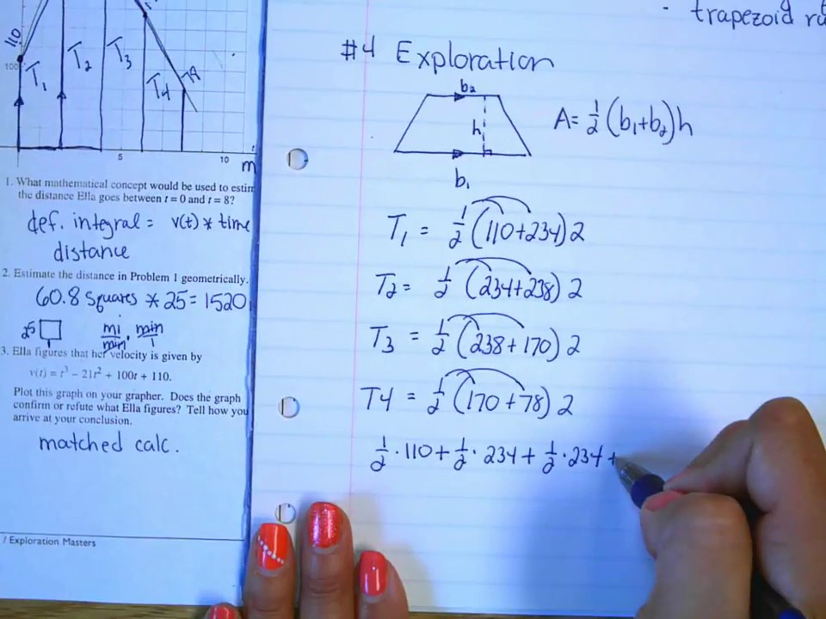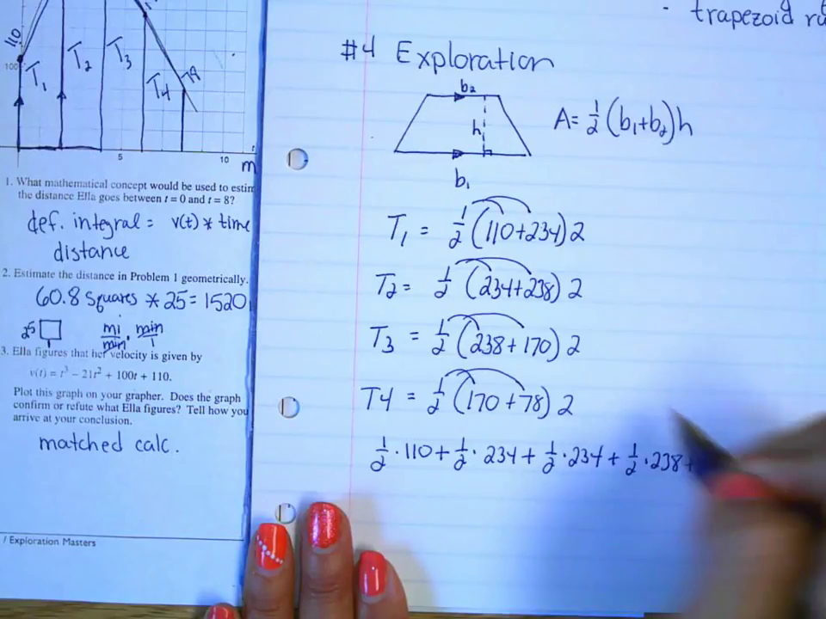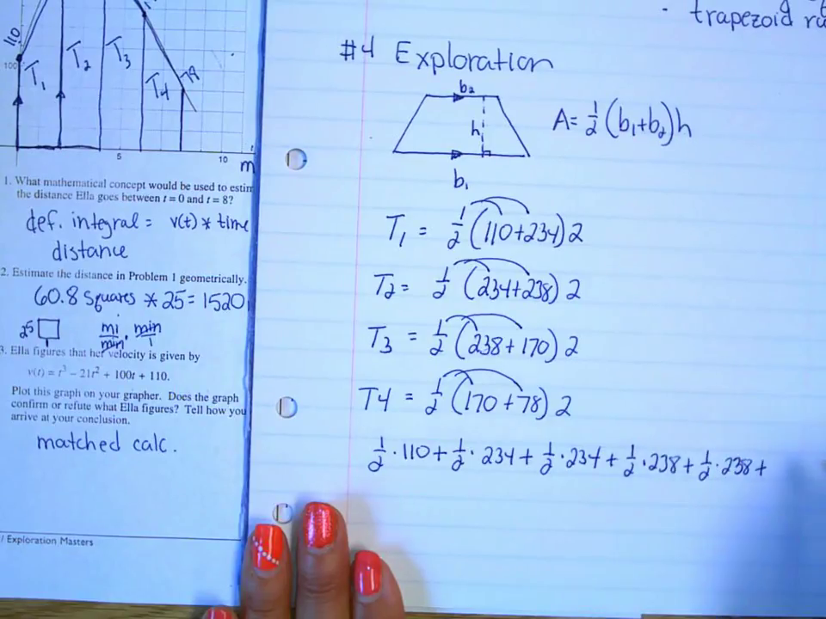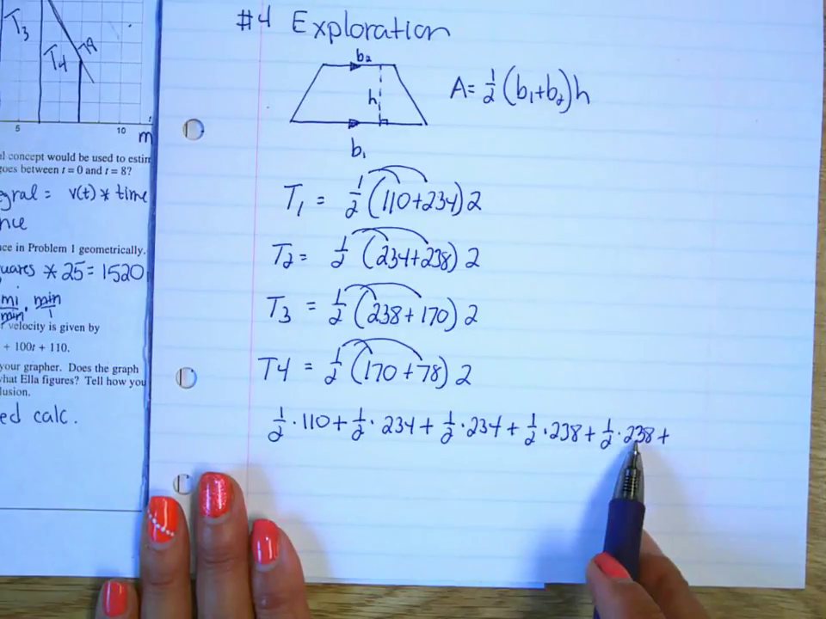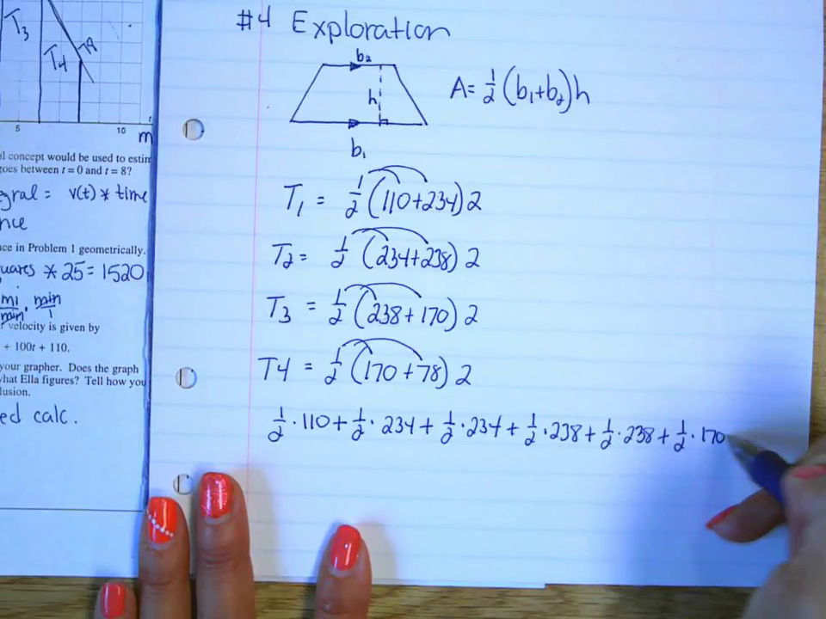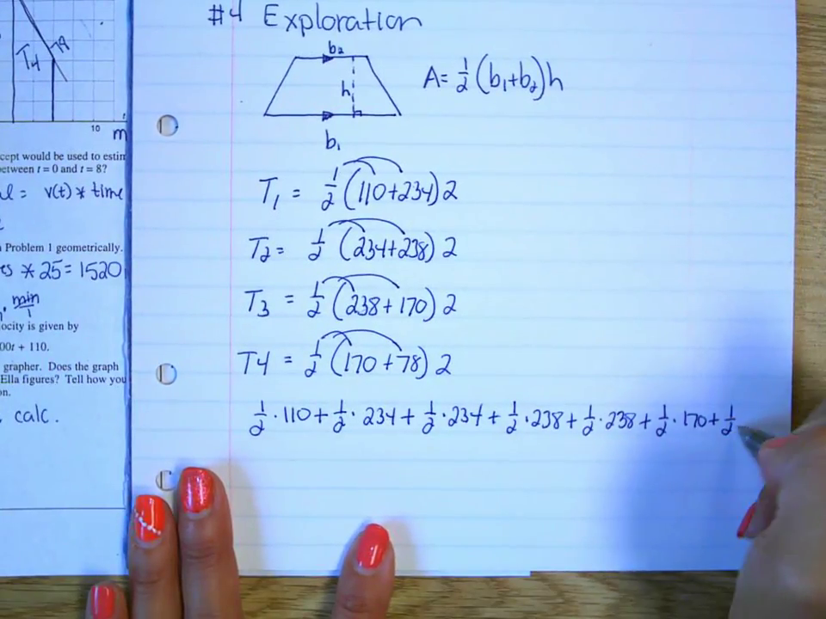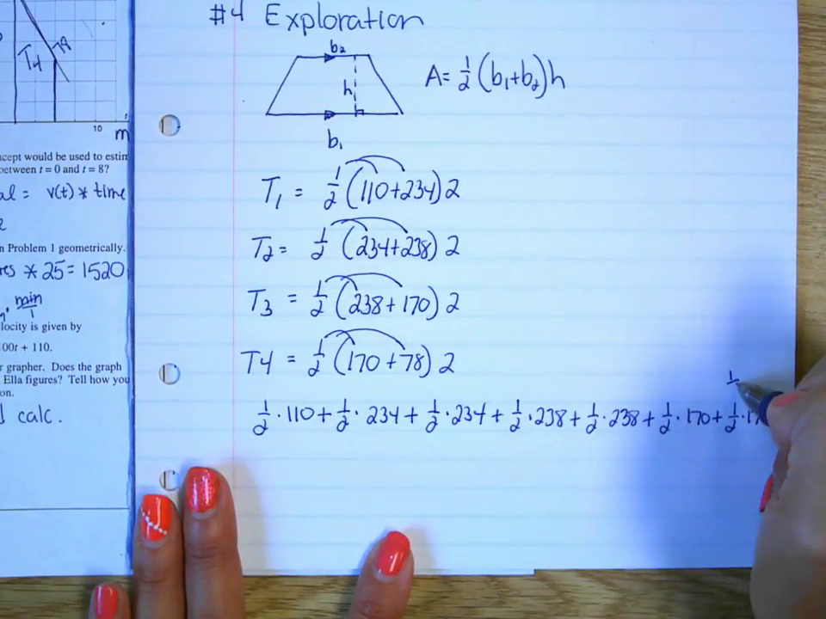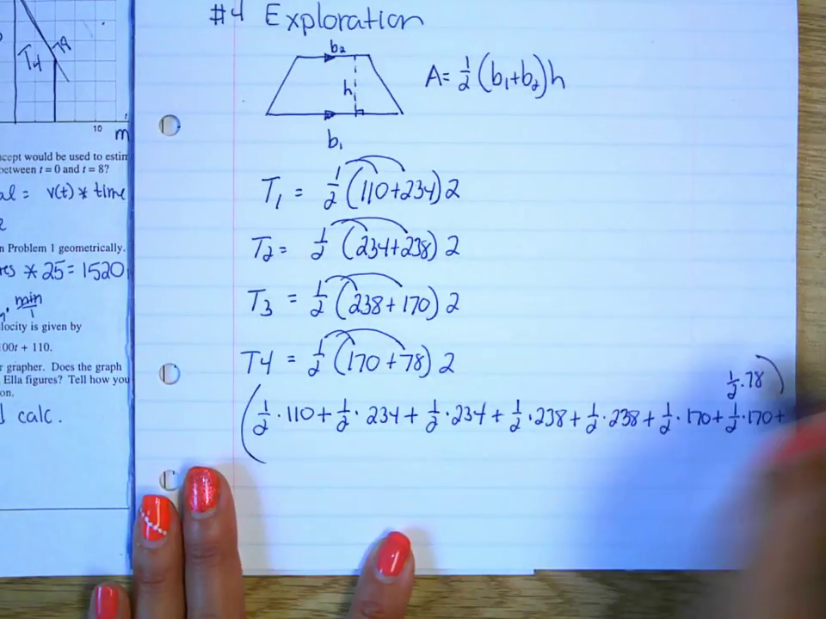Let's keep going. Plus 1/2 of 238 plus 1/2 times 238. So again, 1/2 of 238 and 1/2 of 238, that's going to give me 238. Now I'm here, 1/2 of 170. Now I'm down here, 1/2 of 170 again. And then 1/2 of 78. And then after I do all of that multiplying and adding, I'm going to multiply by the 2.